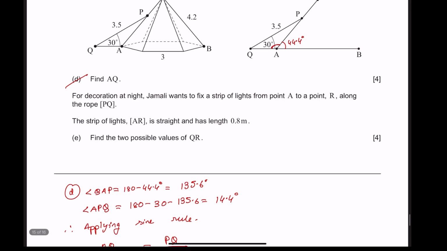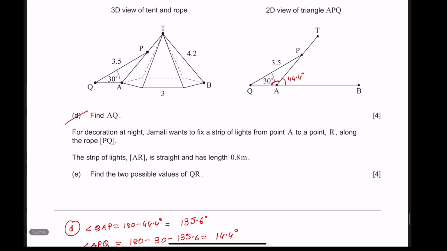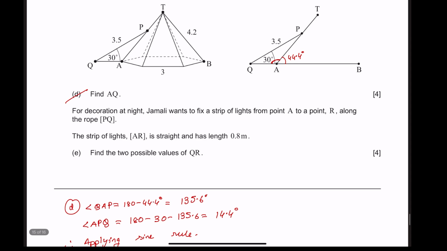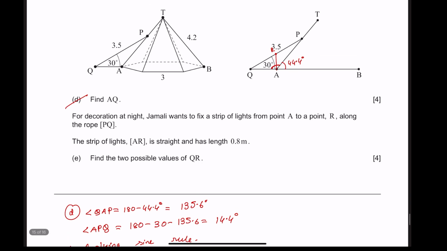Now the last part. For decoration, Jamali wants to fix a strip of lights from point A to point R, which is along the rope PQ. So there is a point R somewhere on PQ. Maybe R is here, and this is the rope of lights. The strip of lights is 0.8 long, so AR has a length of 0.8. Now you have to find the possible values of QR.